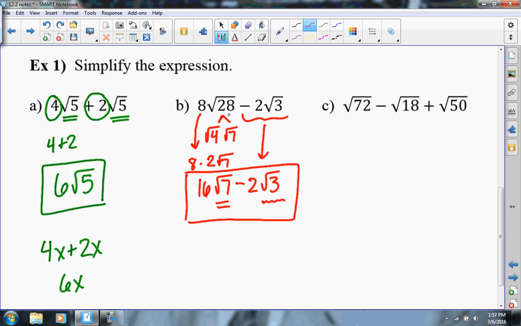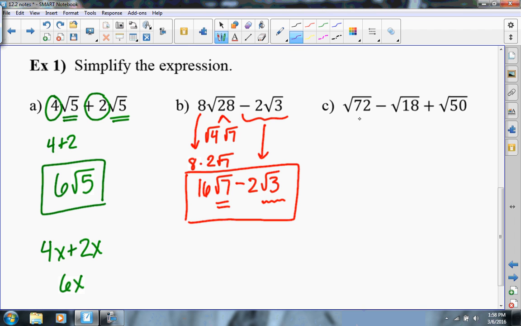So I was only able to break down the square root of 28 and simplify 8 times the square root of 8 into 16 square root 7. That's all I was able to do. Now, ideally, we want to be able to break down our radicals and combine them with other like terms. So let's see if that happens this time in example C.